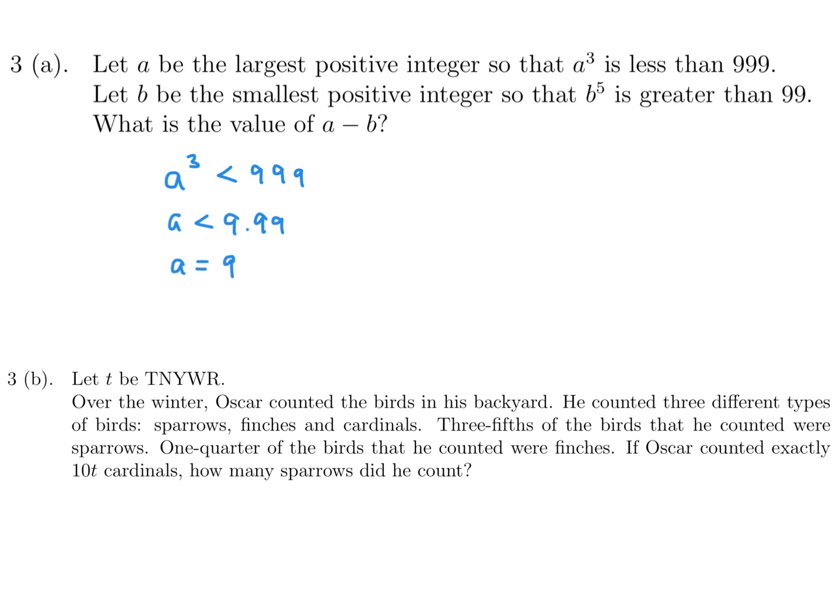Correct? In a very similar way, this time b to the 5 is greater than 99. So take the fifth root of both sides, and we would get approximately 2.5. And we want the smallest positive integer to satisfy that, and I believe that would be 3. So therefore, a minus b would be 9 minus 3, which is 6.